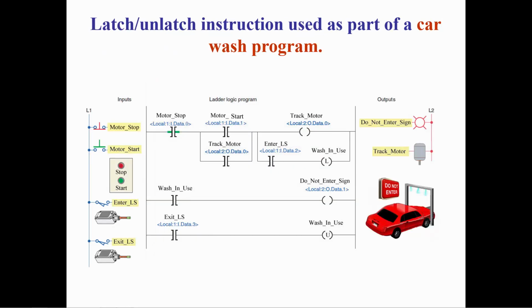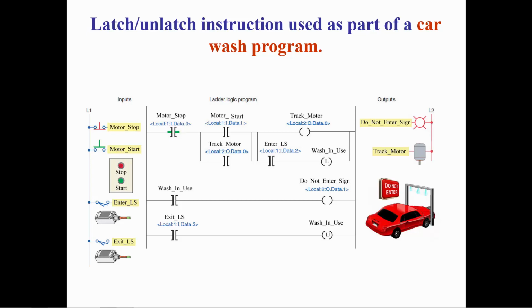This program uses the latch and unlatch instructions to control a Do Not Enter sign at a car wash. When the motor start push button is pushed, the track motor is turned on. When a car closes the enter limit switch, the output branch of the first rung becomes true and latches the wash in use bit. The wash in use bit turns on the Do Not Enter sign.